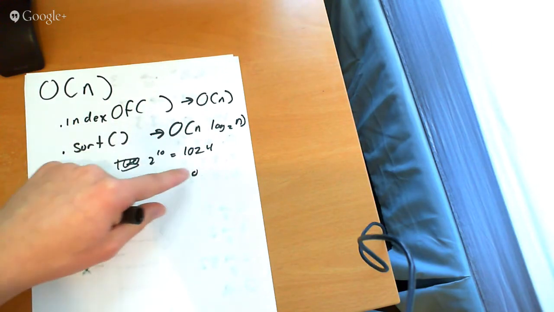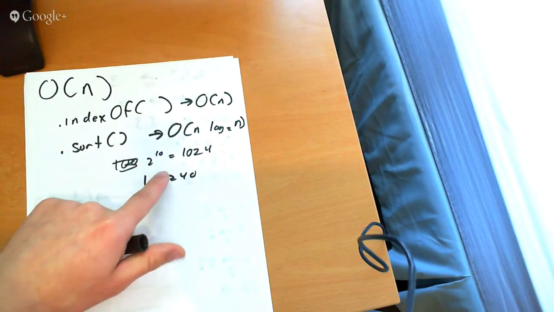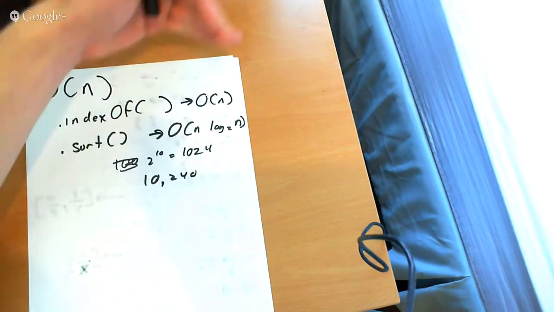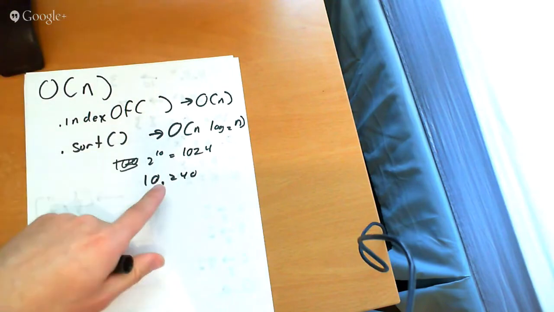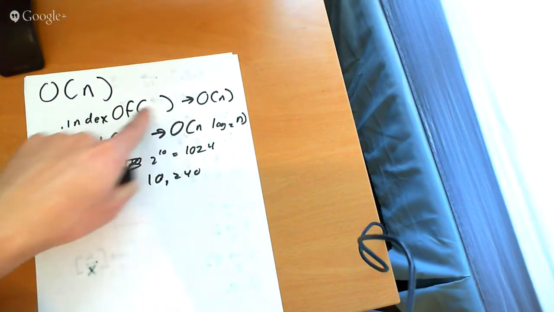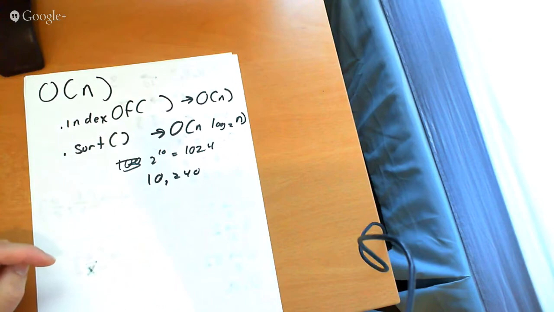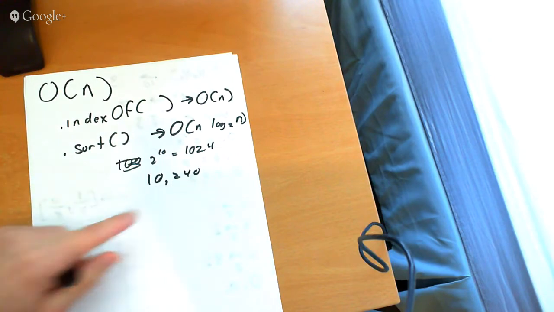So as the number of items gets bigger, the log keeps growing a little bit, kind of slowly, but this gets worse than just finding the single index of course, because this grows much faster.